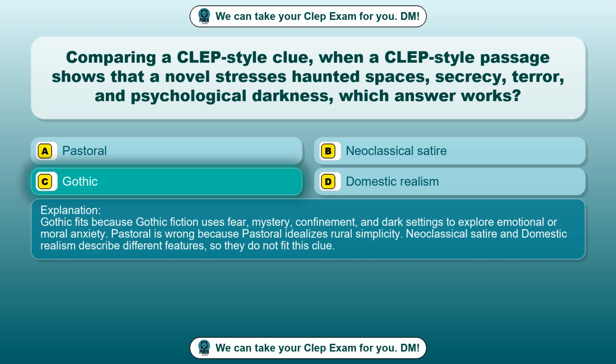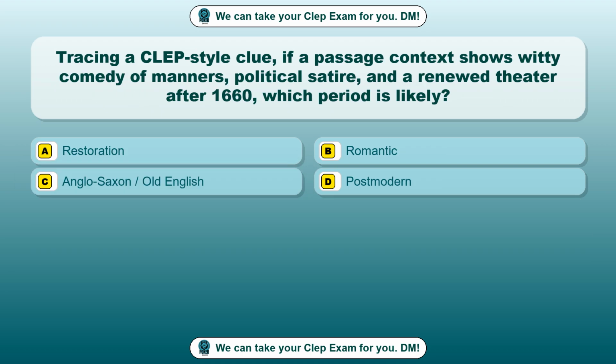Gothic fits because Gothic fiction uses fear, mystery, confinement, and dark settings to explore emotional or moral anxiety. Pastoral is wrong because pastoral idealizes rural simplicity. Neoclassical satire and domestic realism describe different features, so they do not fit this clue. Question 92.